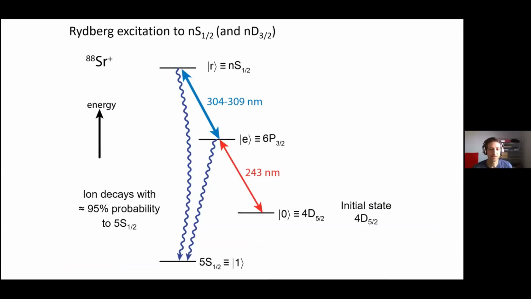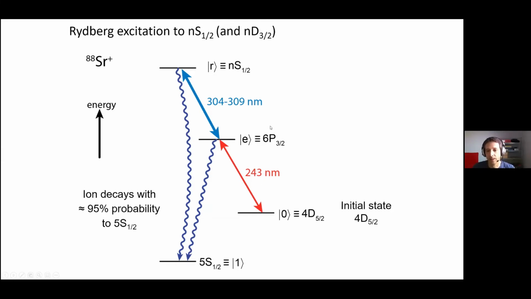So our system, as I said, we are using strontium, and here you see the energy levels of the strontium that we are using. As I said, we have the 5s1/2 ground state as qubit state 1, the 4d5/2 metastable state as qubit state 0, and we now excite the ions from this qubit state 0, from the metastable state, by a 2-photon excitation into Rydberg states.